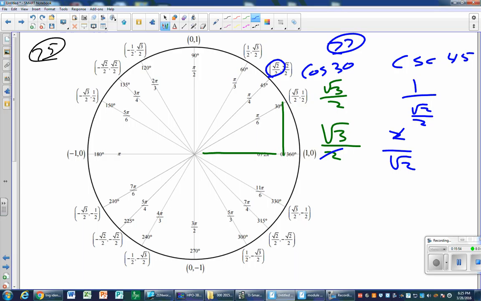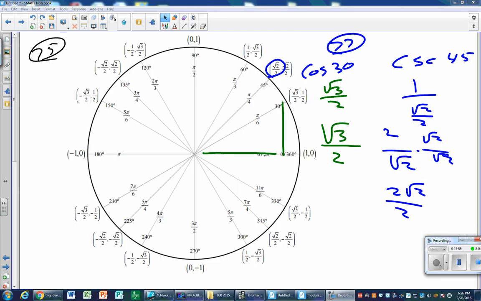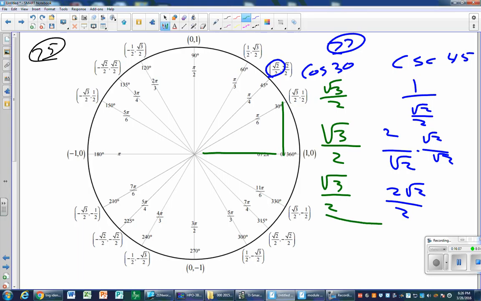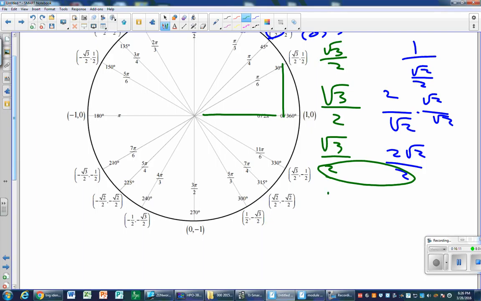Sorry, didn't want to do that. So I just rationalized the left-hand side, and I'm comparing these. That's why I didn't want to cross those out. So now they have a common denominator. I have to compare the square root of 3 with 2 square roots of 2 without a calculator.